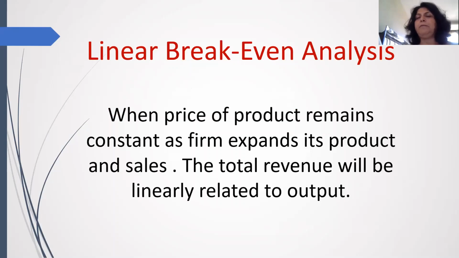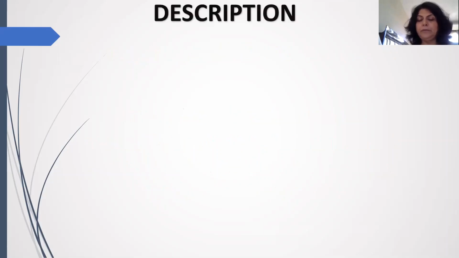What is linear break-even analysis? Obviously, our assumption remains that the price of the product remains constant. If the price of the product is constant, then as your firm increases production and consequently increases its sales, total revenue will increase, and will increase linearly. That is, at some constant rate it will increase. So that is the clear-cut case, linear scenario. Let's see the description.